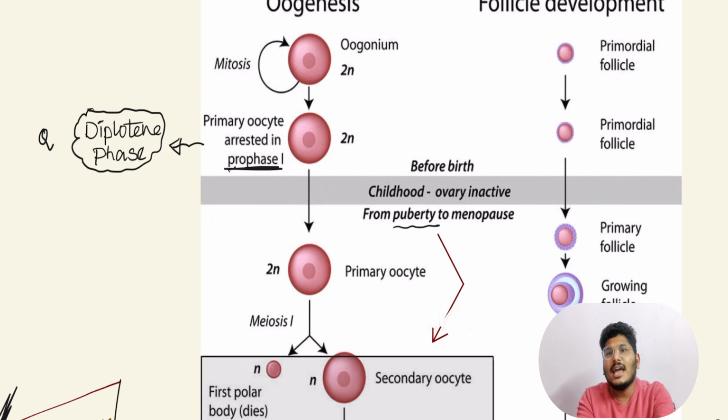So when is this arrest resumed, or when are they released from the arrest? That is my question. The answer to my question is that they are released from their arrest immediately during puberty. What is the physiology of puberty?